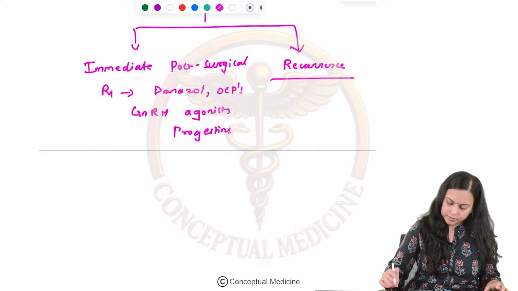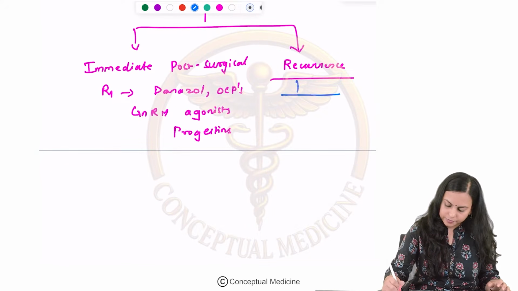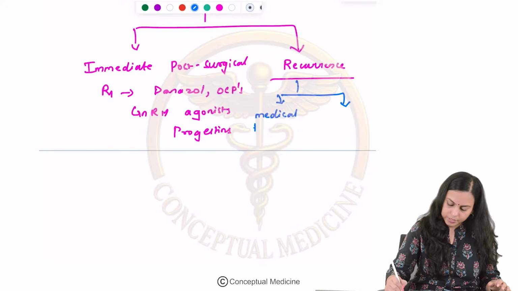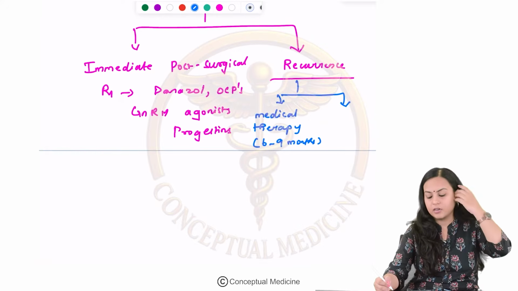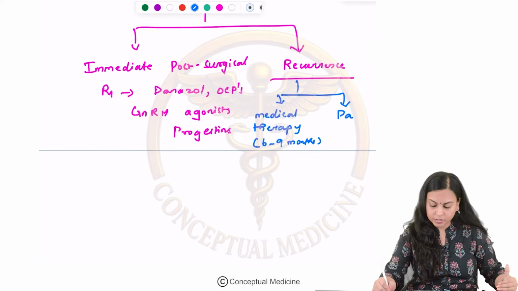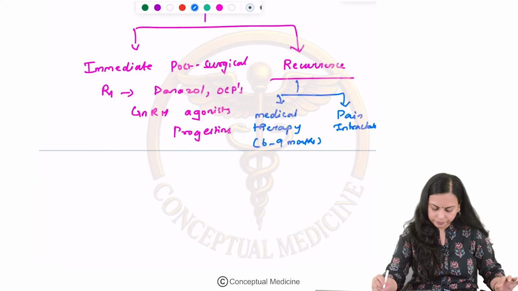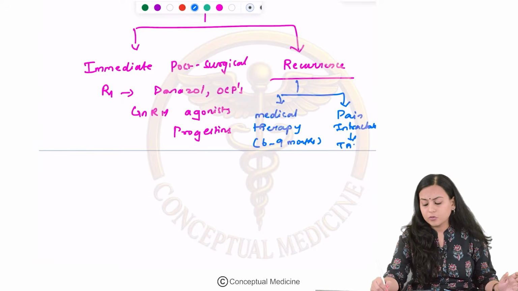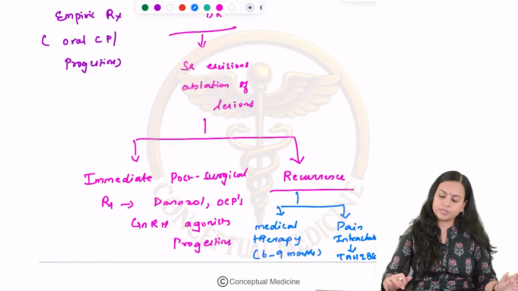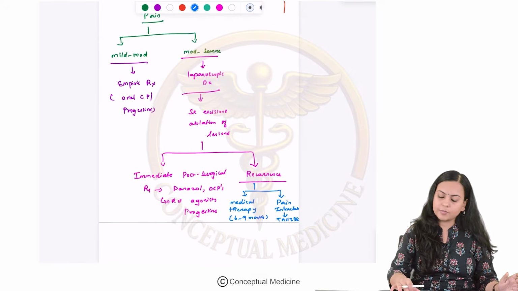Okay. When the recurrence is there, you can give them medical therapy up to 6 to 9 months, and when there is intractable pain, then childbearing is also not a factor. You can offer them total abdominal hysterectomy with bilateral salpingo-oophorectomy. Clear? So, this is how you proceed with pain management.